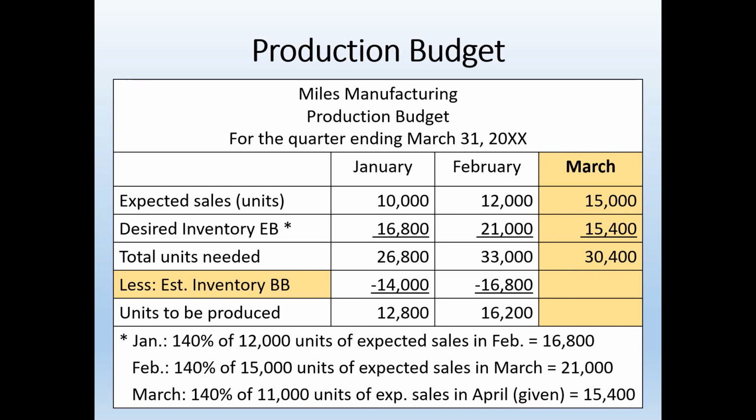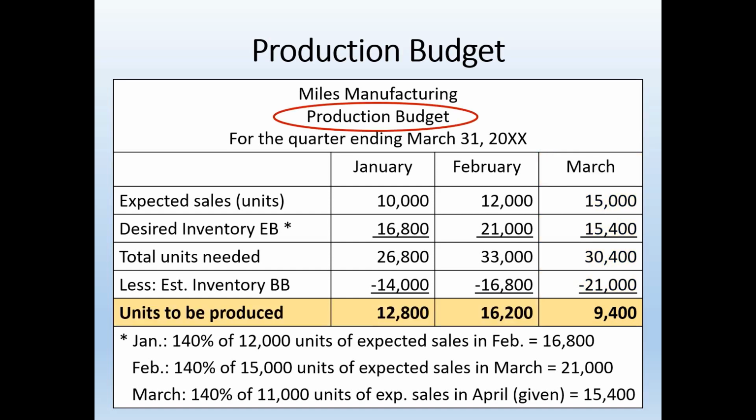In this case, the firm doesn't have to make the 21,000 units that were left over at the end of February. Those units should already be available. The firm only has to make the difference between the units that it needs in March and the units that it already expects to have on hand.